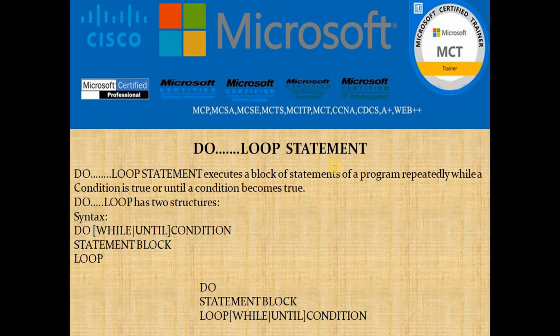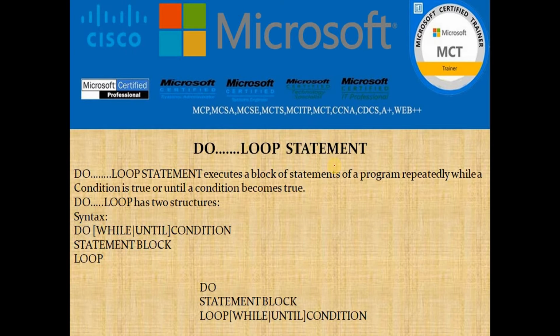The meaning given on the screen is that the do loop statement executes a block of statements of a program repeatedly, while a condition is true or until a condition becomes true. It's the same as the other loop structures you have been using, but there is a slight difference. If you look at the syntax for do loop, it has two structures.